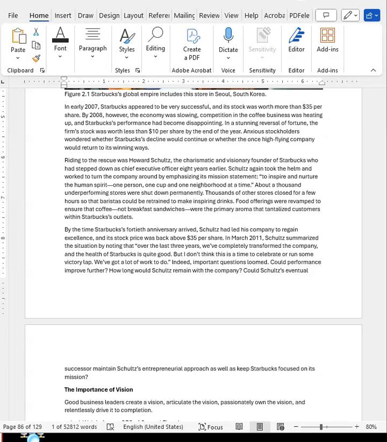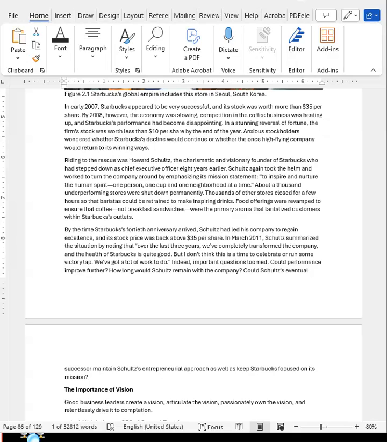Riding to the rescue was Howard Schultz, the charismatic and visionary founder of Starbucks, who had stepped down as chief executive officer 8 years earlier. Schultz again took the helm and worked to turn the company around by emphasizing its mission statement: to inspire and nurture the human spirit, one person, one cup, and one neighborhood at a time.